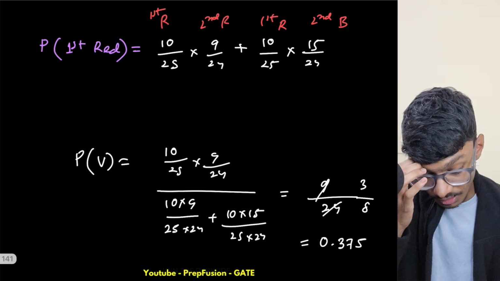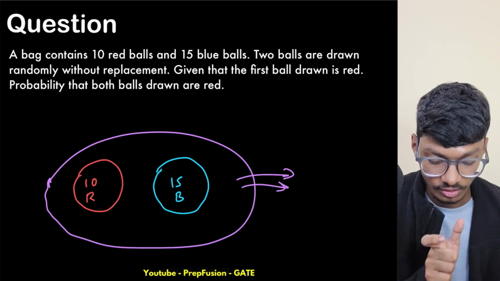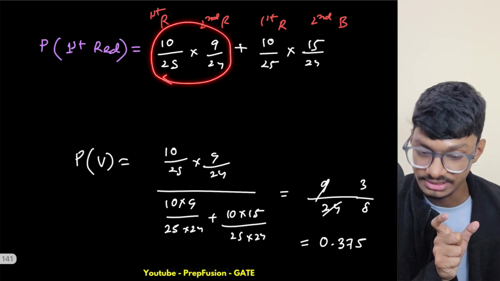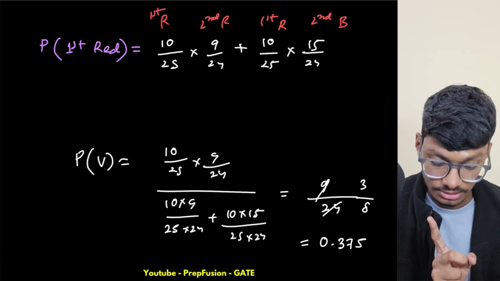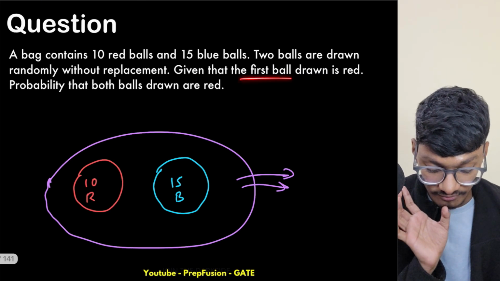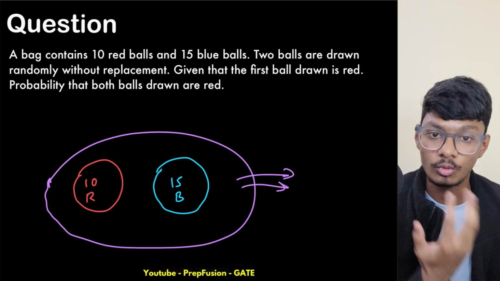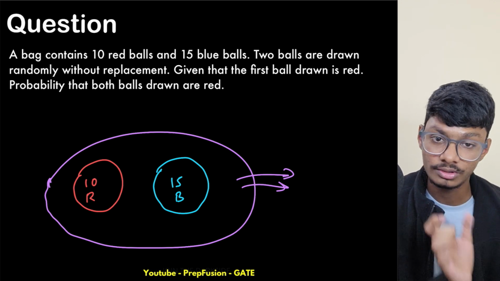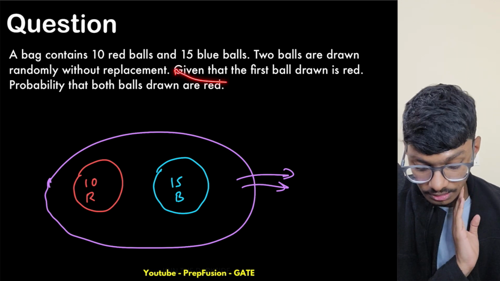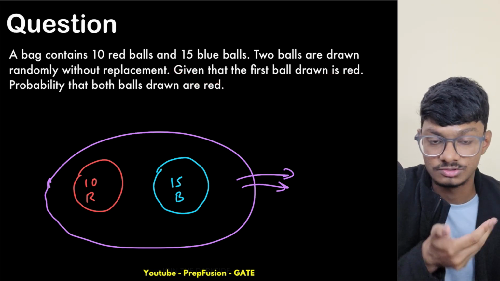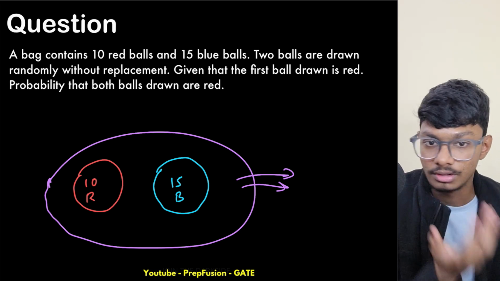This is just conditional probability, because they have given you that the first ball drawn is red. Why is this not the answer? Because they have given it to you that the first ball is red. You know already that the first ball is red. If the question had been, what is the probability to get both red balls, and this statement wasn't given, then this wouldn't be a problem of conditional probability.